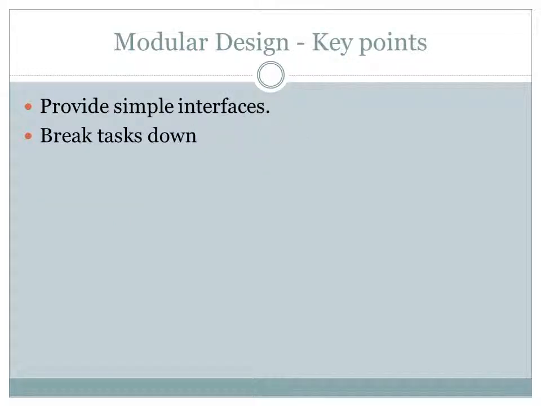Some key points to remember about modular design are that it provides simple interfaces to reduce the number of interactions that must be considered, and then it verifies that the system provides the intended function. The simple interfaces also make it easier to reuse and subdivide modules as far as usefully possible, but it doesn't divide them into such small parts that it becomes arbitrary.